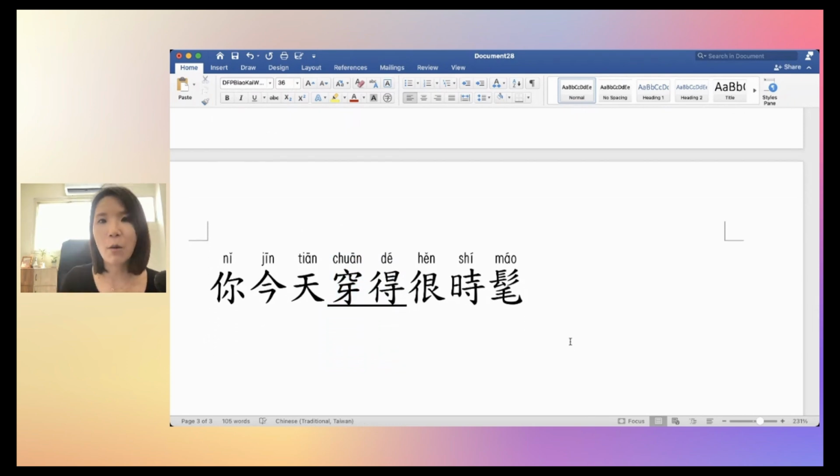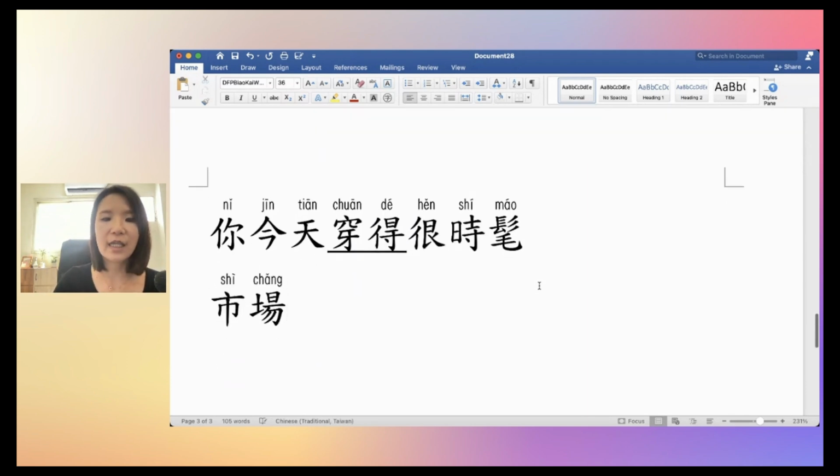If you have checked out my level 1 online course or you're my student, you know exactly what I'm talking about when I say using this 的。Okay, 你今天穿的很时髦。Let's move on to the next, which is 市场, market.